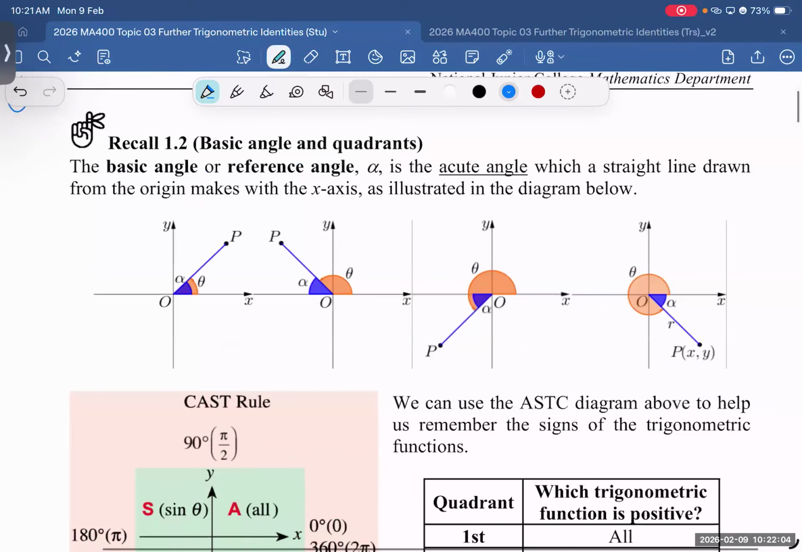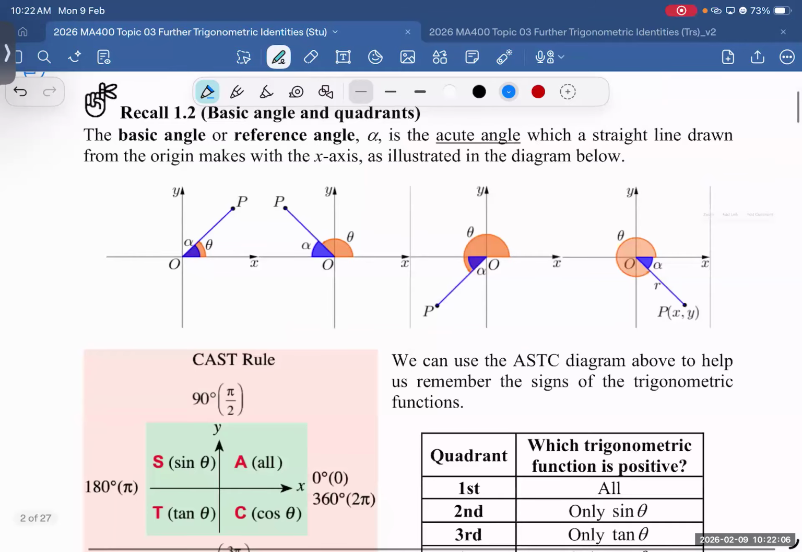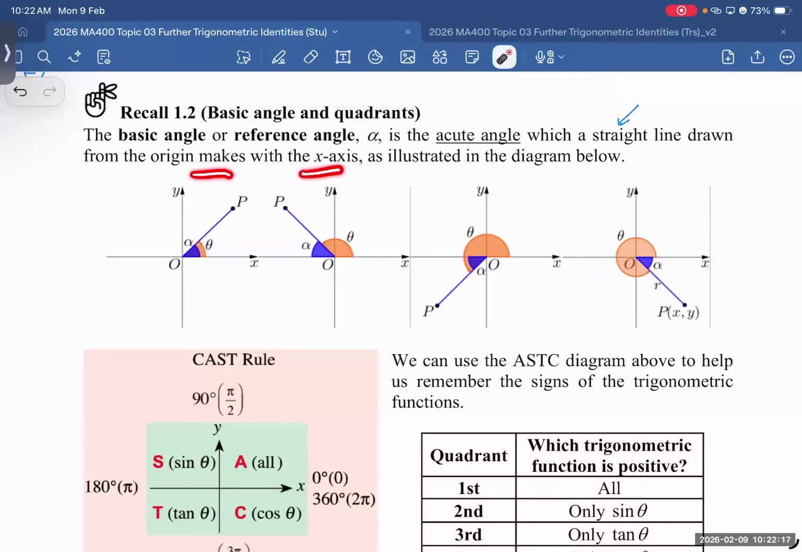So, you all still remember basic angle? Basic angle is basically the reference angle. It's the acute angle which a straight line drawn from the origin makes with the x-axis. So you remember the good old days in history, when you were solving trigo equations, you needed the basic angle. Remember trigo equation got BQRA, right? B for basic angle, right? So how do you remember the basic angle?